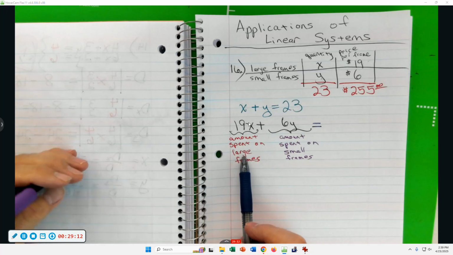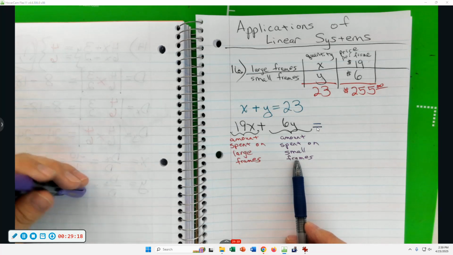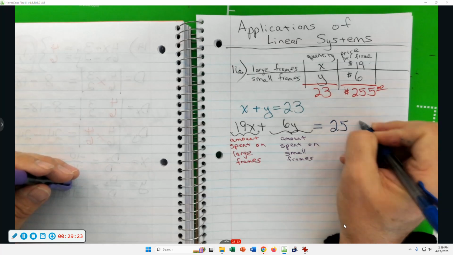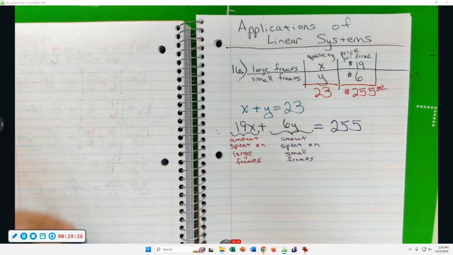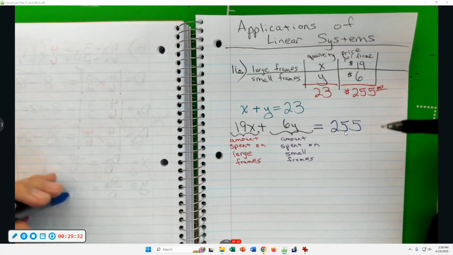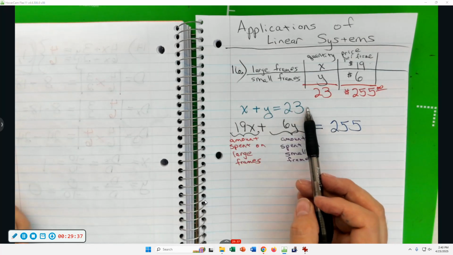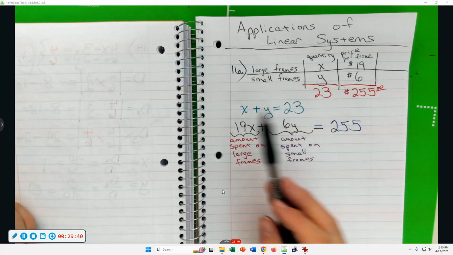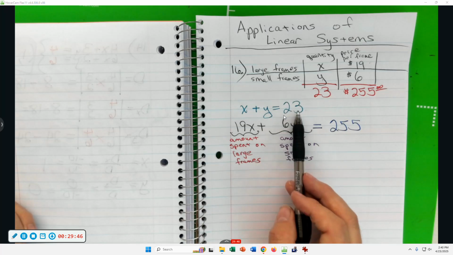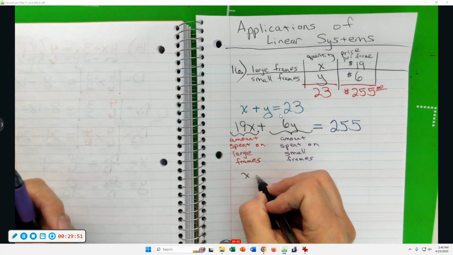Okay, the amount spent on the large frames plus the amount spent on the small frames had better equal what? 255. Now, are you going to clean that up? Yes, I am. So here we have two unique variables. We have two unique equations. Now, the reason I say unique equations, you can't just come up with one equation and then decide, oh, I'm going to multiply everything through by 2 and get 2x plus 2y equals 46. There's my second equation. No, they have to be different equations.